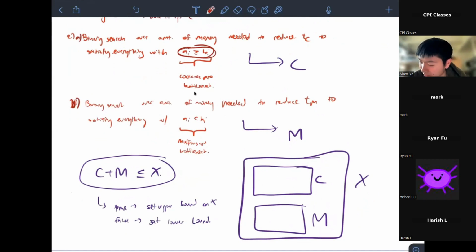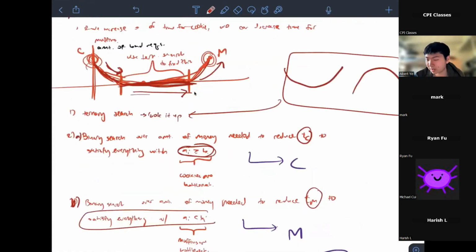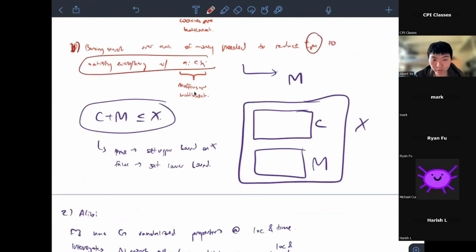Binary search over the amount of money needed to reduce the time to make a muffin, such that everything with A_i less than B_i is satisfied. So this would give us 2 times C and M. We can basically just add the two because we would want to reduce both the time needed for cookies and the time needed for muffins. And then this would give us C plus M is less than or equal to X, where X is the total amount of money that we're binary searching over here.